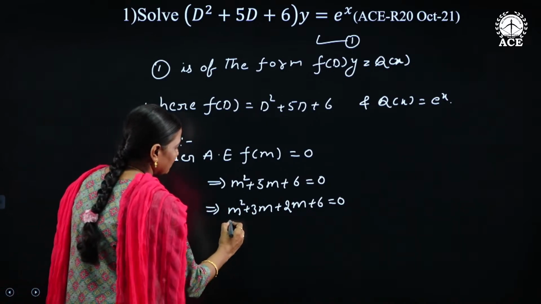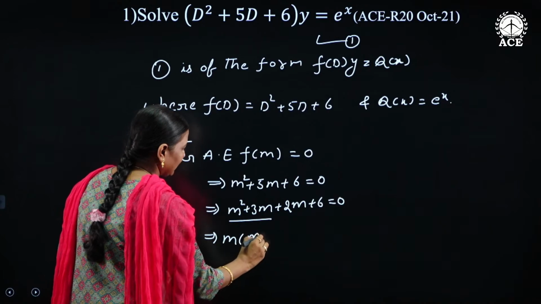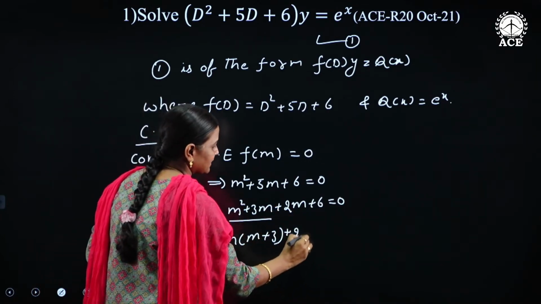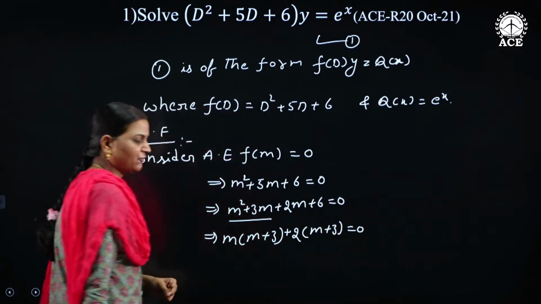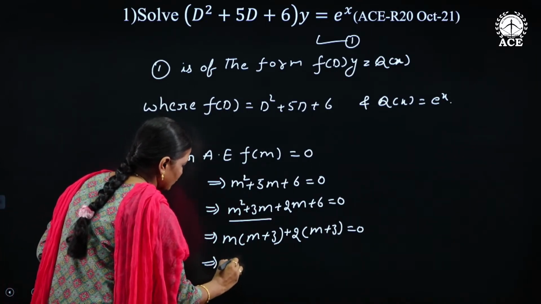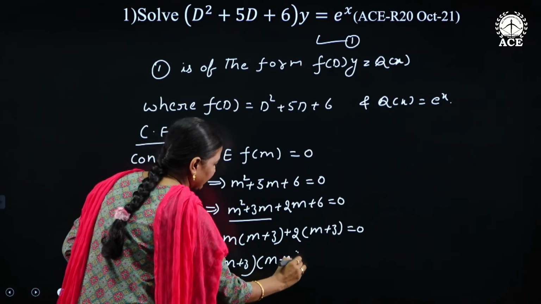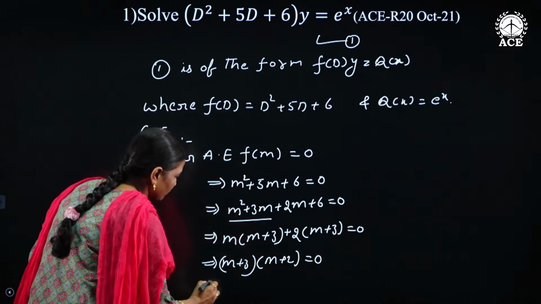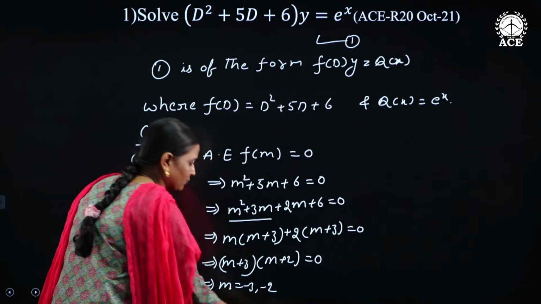From the first two terms, if we take m common, the remaining term is m + 3. From the next two terms, if we take 2 common, we get m + 3 again, so m + 3 is the common factor. Taking m + 3 outside, the remaining factor is m + 2 = 0. From these two factors, the roots are m = -3, -2.